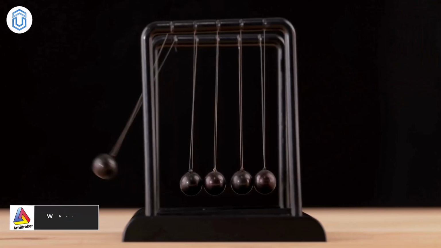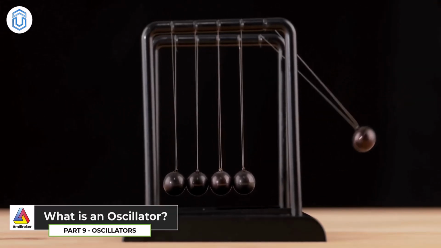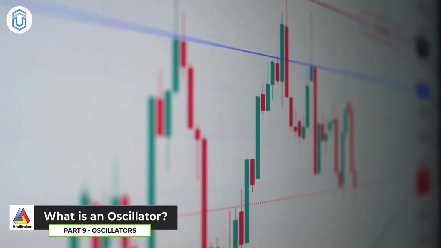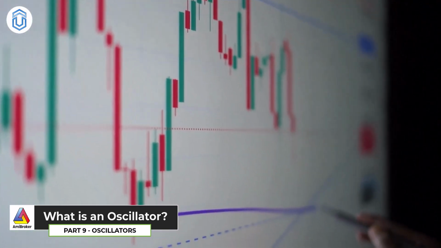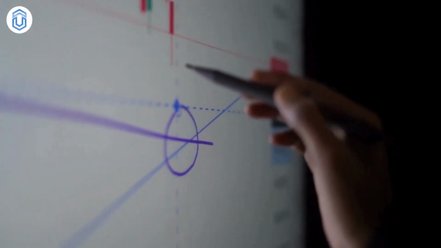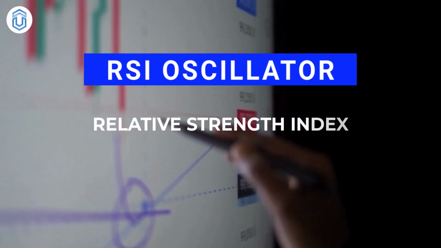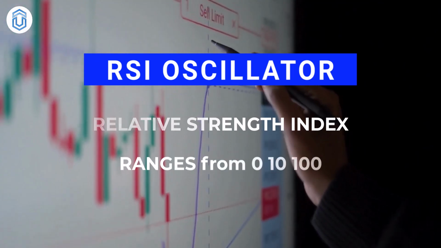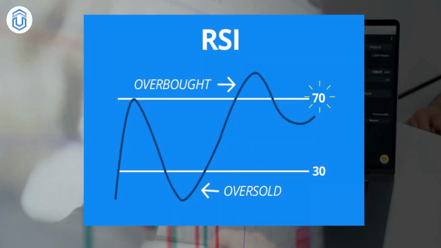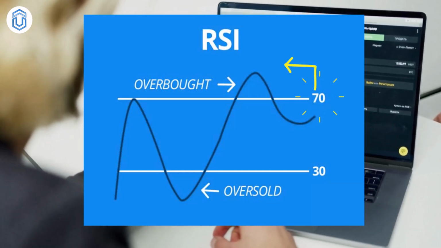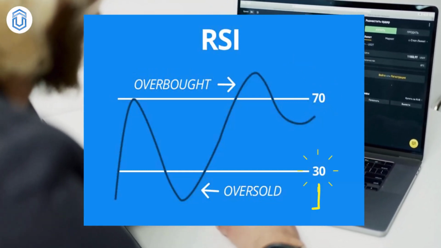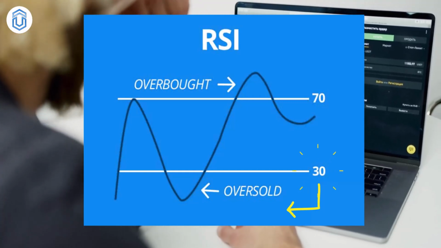First we will see what is an oscillator. Oscillators are a technical tool that fluctuate between two extremes. They help traders to identify overbought or oversold market conditions. A commonly used oscillator is the RSI, Relative Strength Index, which ranges from 0 to 100. When the RSI rises above 70, it suggests that the market might be overbought. On the other hand, when the RSI falls below 30, it indicates that the market could be oversold.